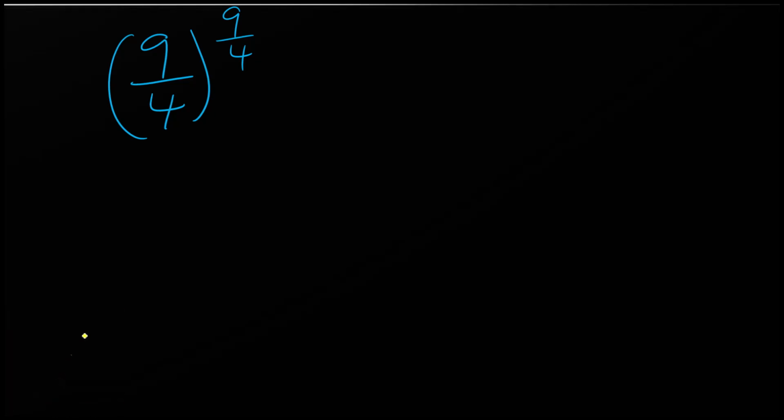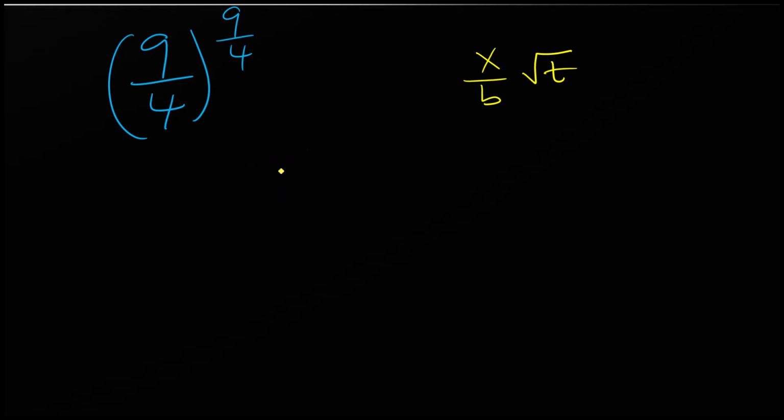Now let's express (9/4)^(9/4) in the form of x over b with t. Okay, so we want to write this one in a set form, something like this. Let's be very careful here.